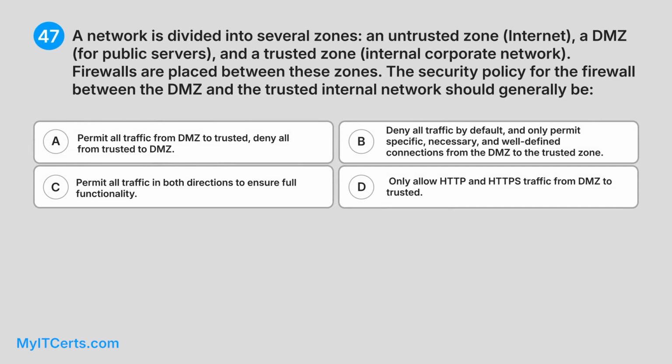47. A network is divided into several zones: an untrusted zone, the Internet, a DMZ for public servers, and a trusted zone, the internal corporate network. Firewalls are placed between these zones. The security policy for the firewall between the DMZ and the trusted internal network should generally be: A, permit all traffic from DMZ to trusted, deny all from trusted to DMZ. B, deny all traffic by default, and only permit specific, necessary, and well-defined connections from the DMZ to the trusted zone. C, permit all traffic in both directions to ensure full functionality.